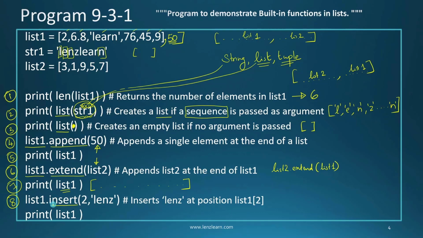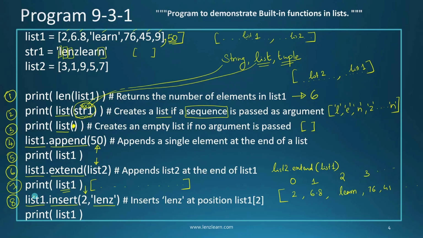Here also you can see I'm trying to insert into list 1 at position 2. I have to insert this new element. So I will just write the content of list 1, that is 2, 6.8, and after that you have a word called learn. Then you have 76, then 45, and it goes like that. It's a big list now. Now if I write the index values, 2 is available at index 0, 6.8 at index 1, learn at index 2, 76 at index 3, and it goes like that.